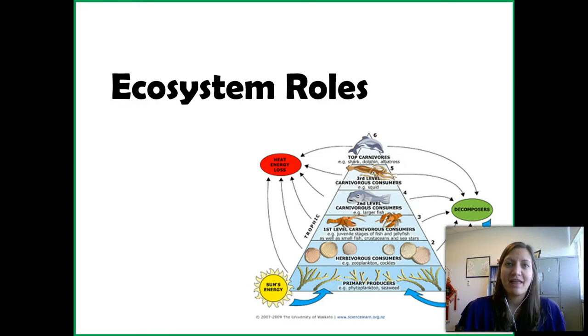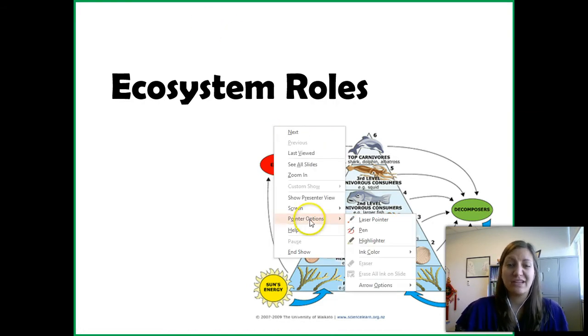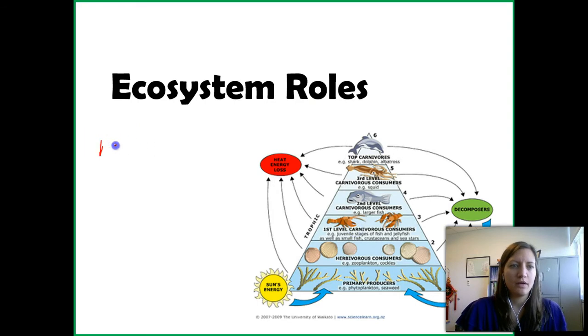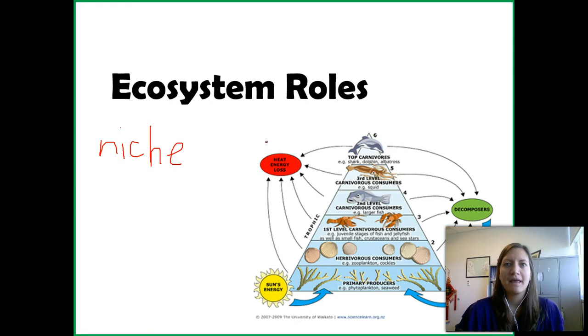The organisms that we find in the ecosystem have various roles. And those roles we actually give a special name to. We call them niches. So you have niche and then plural as niches. And a niche is just where you find an organism. And you can kind of relate it to food chains. You know, are they at the beginning of the food chain, the top of the food chain?